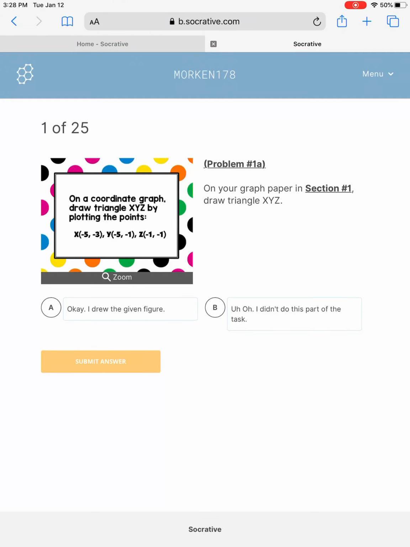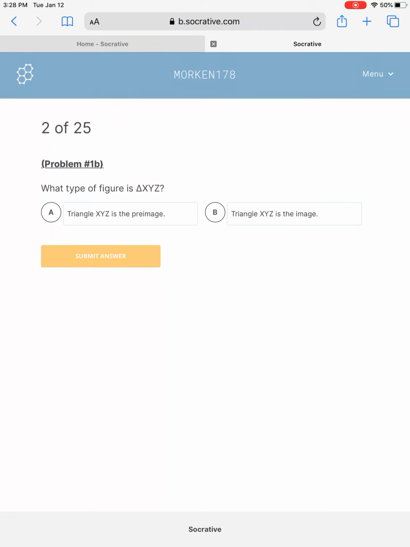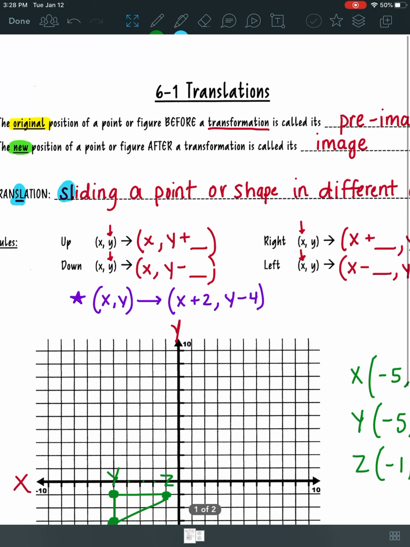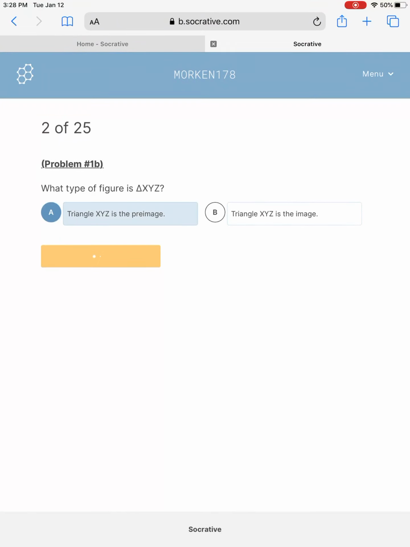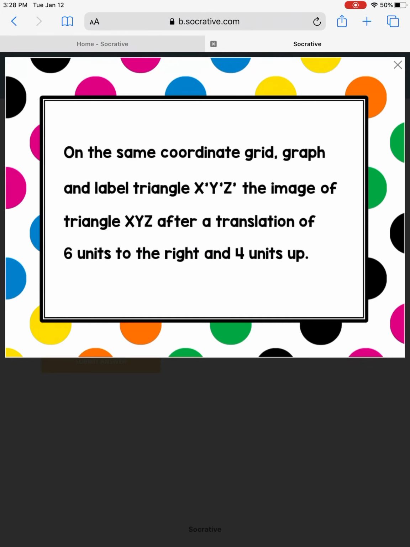Now, once you do that, then you can answer the questions. Hopefully we can all say, okay, I drew the given figure, and we all get it correct. Okay? What type of figure is this? We label this, notice there's a triangle XYZ. So that's how we label it. Is this the pre-image or the image? Remember from our notes, we said the original position, the first one, is what we call the pre-image. So this is the first shape, that is our pre-image.